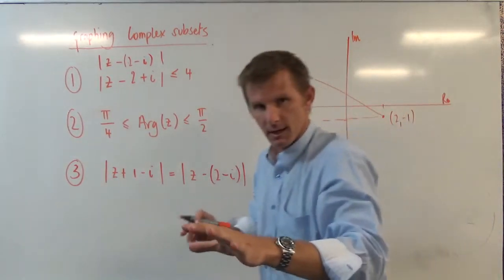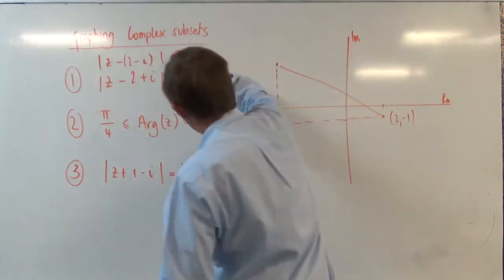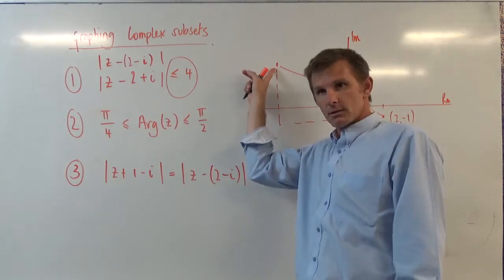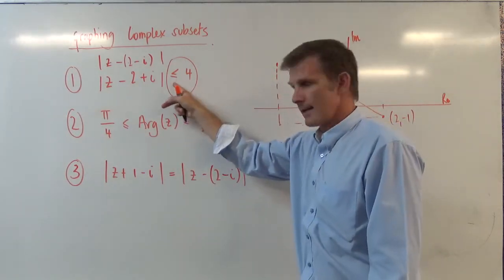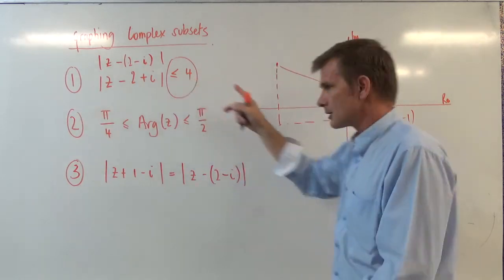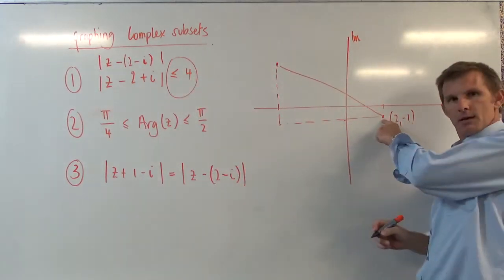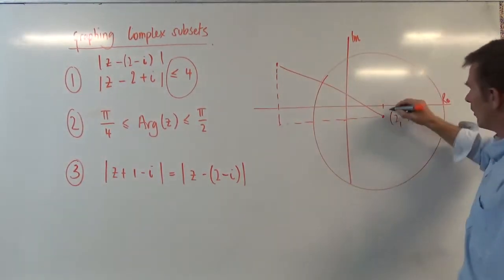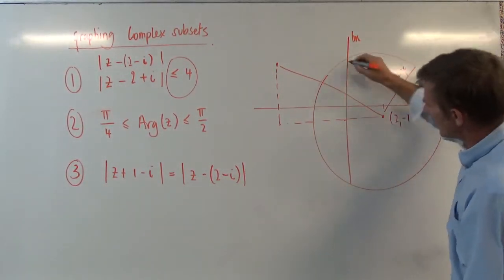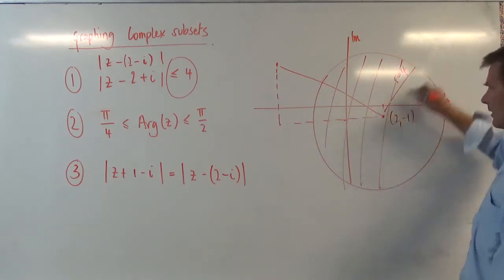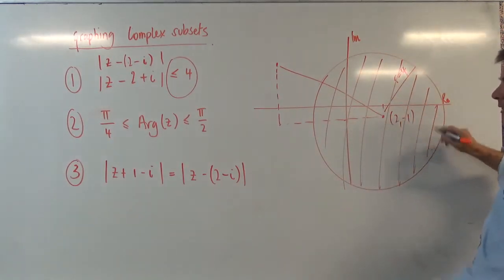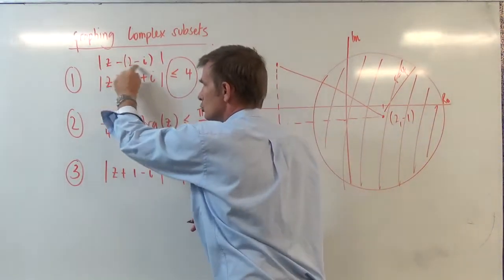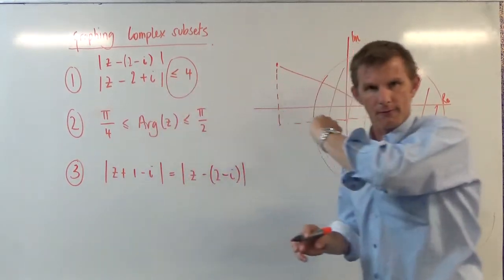And then, see how detailed this is, I'm saying I only want to include those points that are less than or equal to 4 units. So this point becomes the center of a circle of radius 4. Any of the points in here, any complex point in there, would fit this equation because the distance between 2 points would be less than or equal to 4.